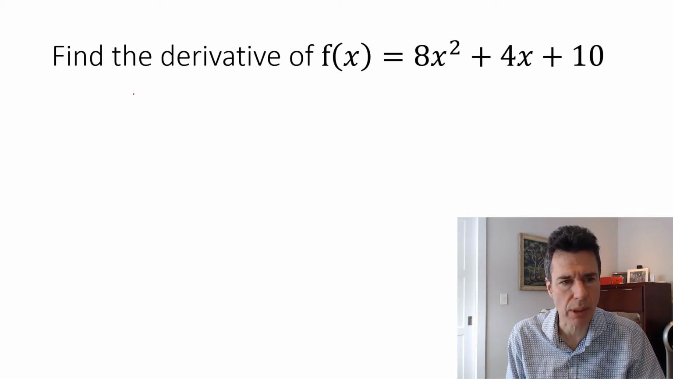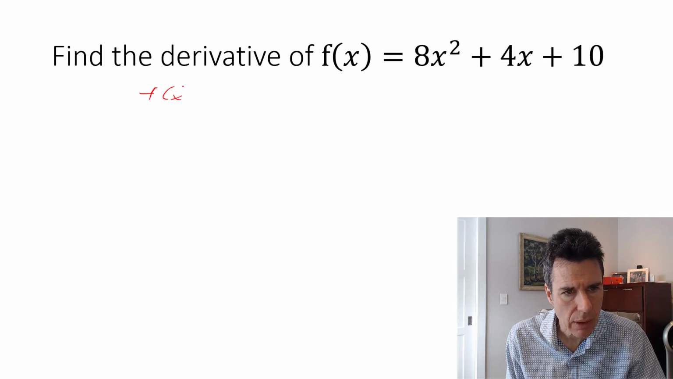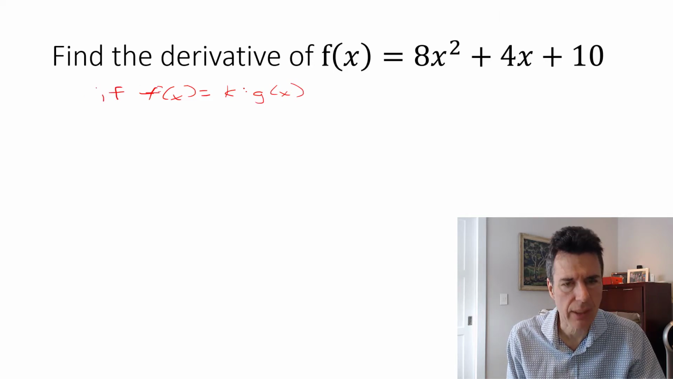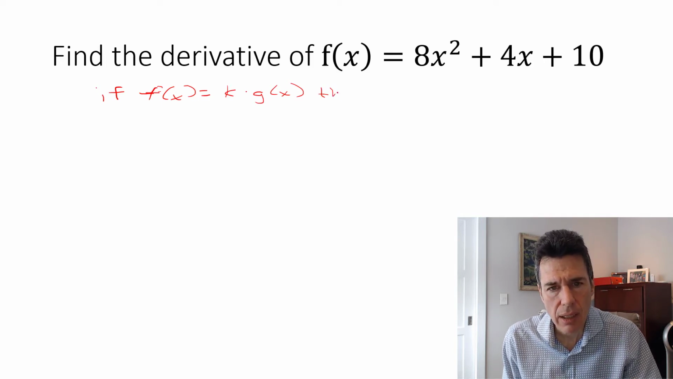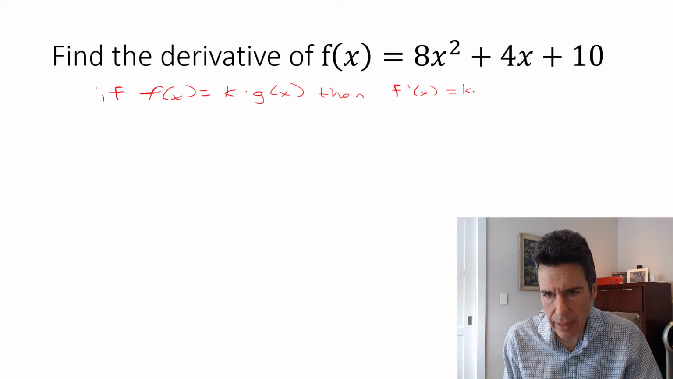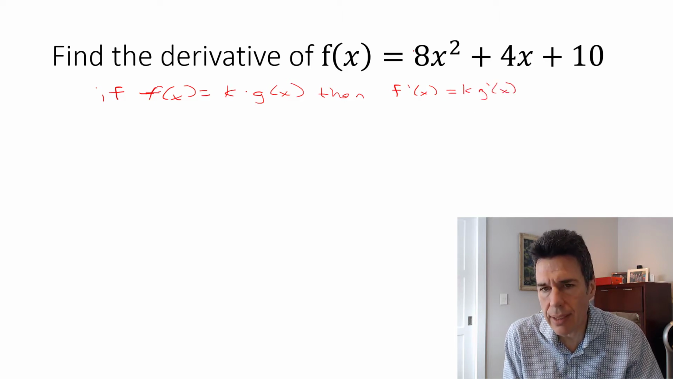So the first property is that if we have a function f of x equals k times g of x, then the derivative f prime of x is equal to k times the derivative g prime of x. So that's one property. So that's going to let us deal with these constants, the 8 and the 4.